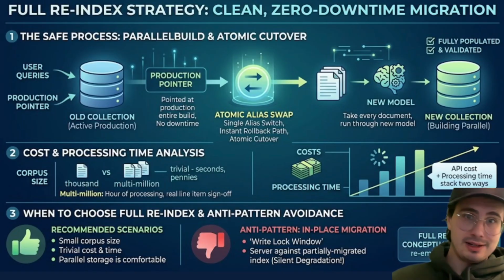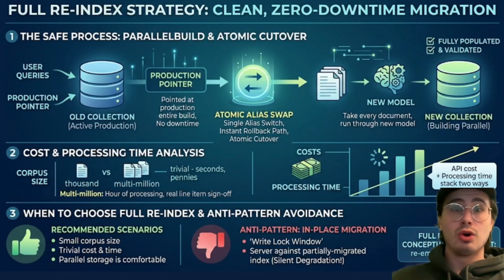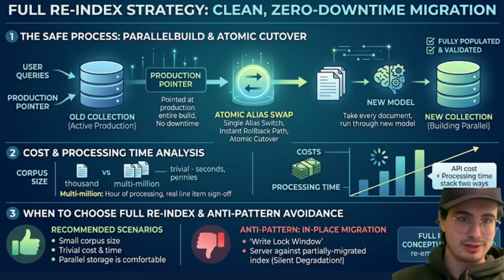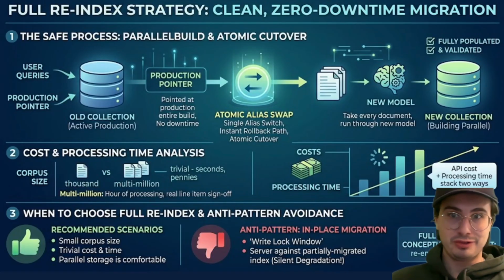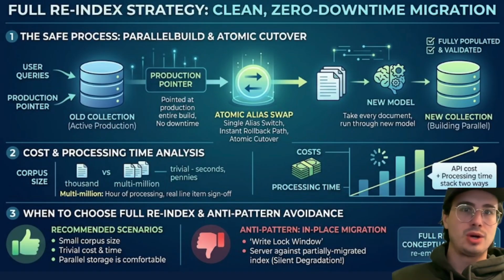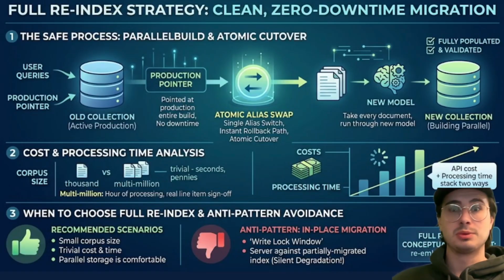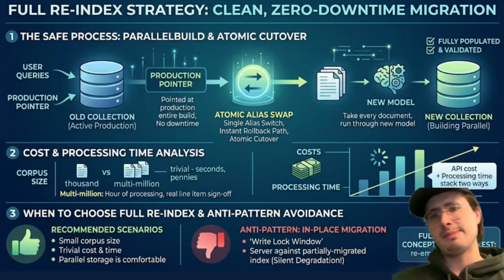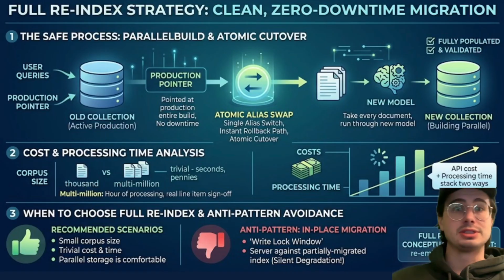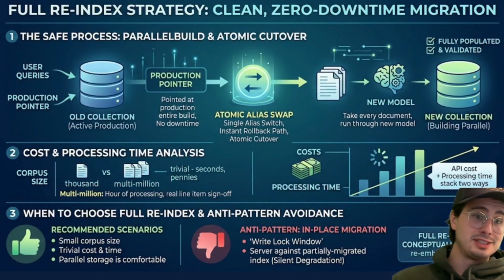And if you don't build the parallel collection and instead try to migrate in place, you either lock writes for that entire window, or you serve against a partially migrated index, which recreates the exact silent degradation problem that we're trying to solve here. So full reindex is the right call when your corpus is small enough that cost and time are close to trivial and you can comfortably run two collections side by side during the swap. Once you're at hundreds of thousands or millions of documents, though, you'll need something with a gentler resource curve, which is where the next two strategies come in.